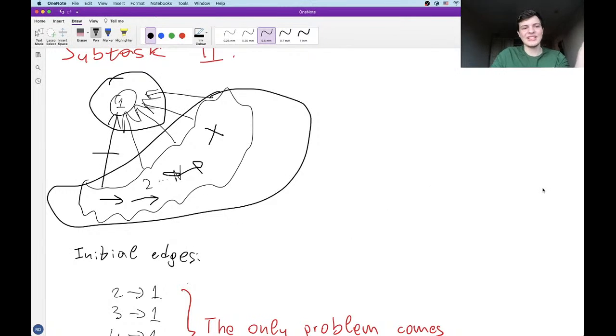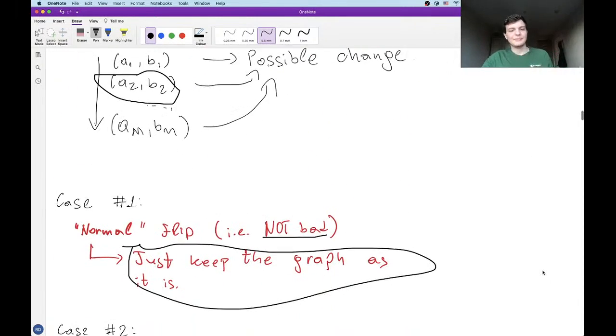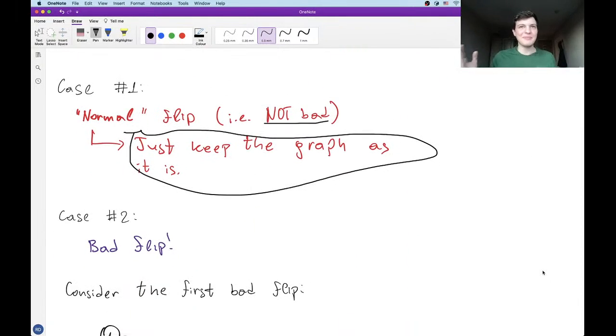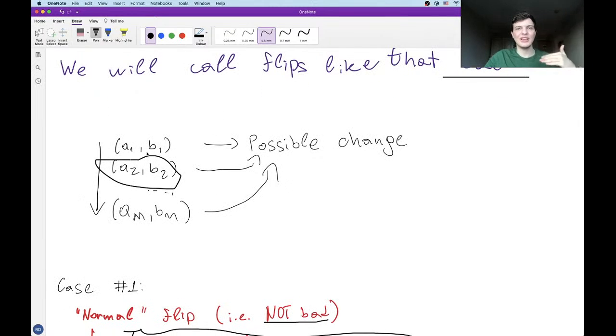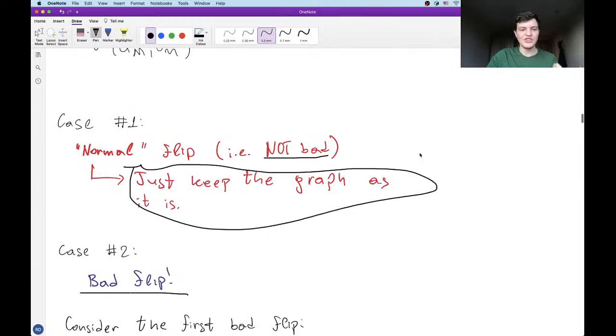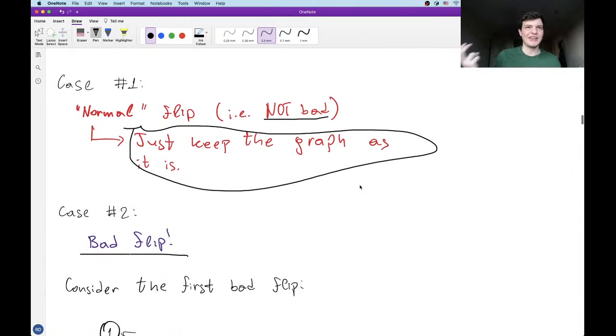So it's not a cycle, because 1 isn't contained in a cycle. But yeah, the problem happens when we actually flip a bad edge, or we have a bad flip. When we solve problems which are sequential, like right now, we have those edges and we flip the edges in order and do a possible change. Let's consider what will happen on our first change. The first change comes when we do the first bad flip.